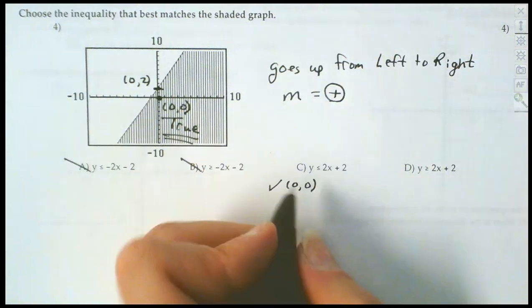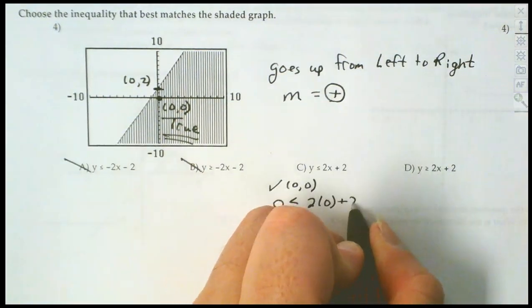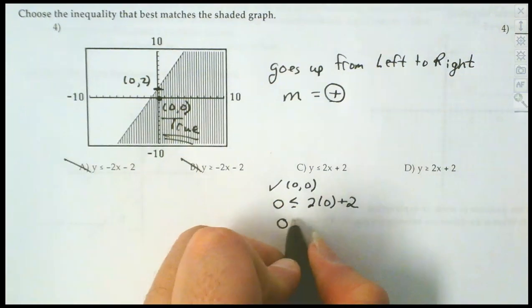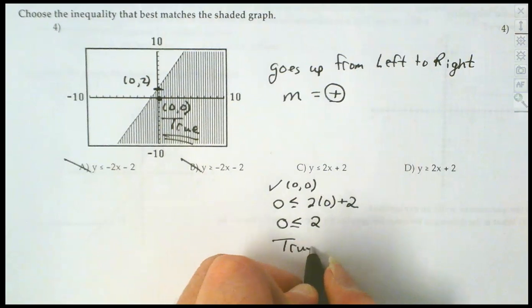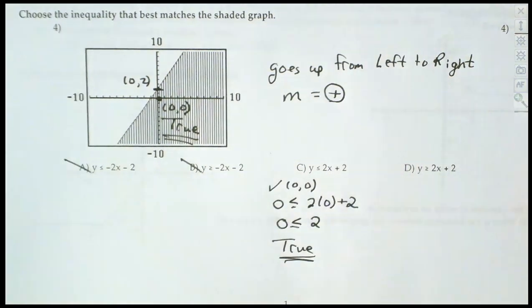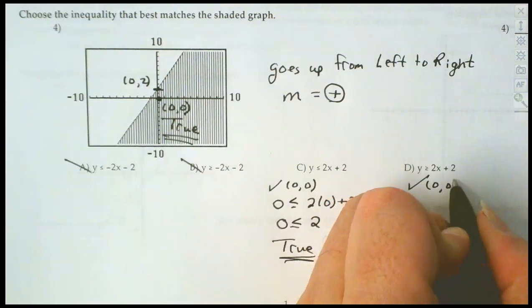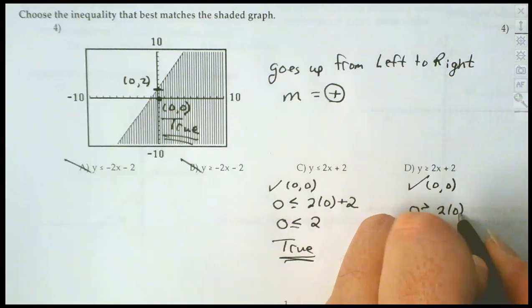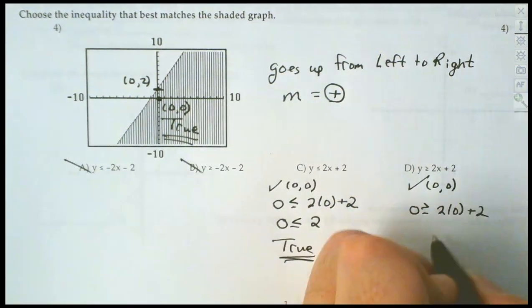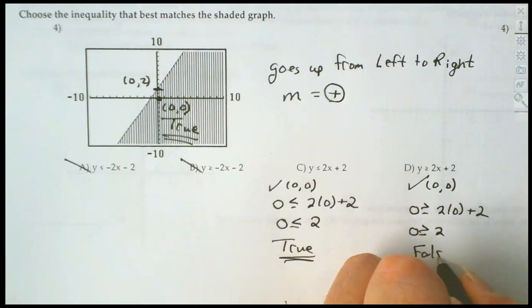If I check 0, 0, we end up with 0 is less than or equal to 2, and that's true. What about D? If I check it in D, it should be false. Okay, if I check 0, 0 into D, we get 0 is bigger than 2, and that's false.